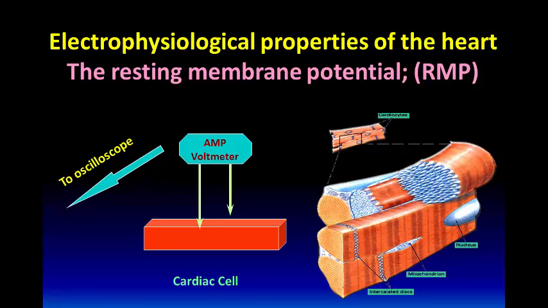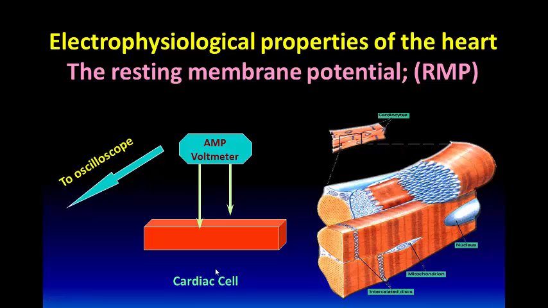One of these two microelectrodes is inserted into the cardiac muscle cell and kept very close to the inner surface of the membrane, and the other electrode is placed on the outer surface of the membrane. Thus, the voltmeter will be measuring the voltage across the membrane, the potential difference between the inner surface of the membrane and the outer surface of the membrane when the cardiac muscle cell, the myocyte, is at rest.